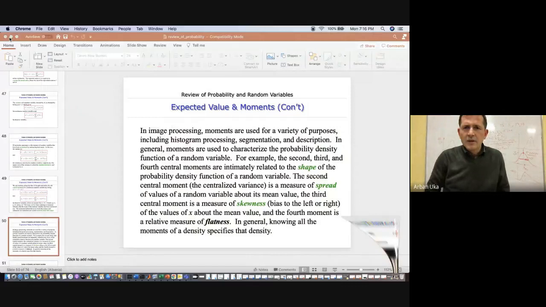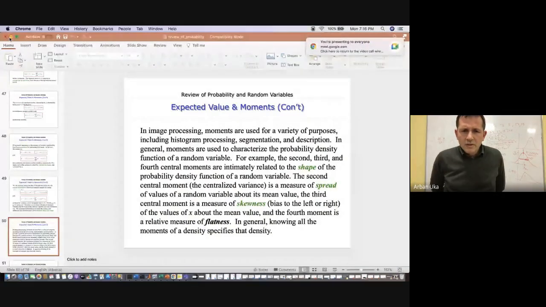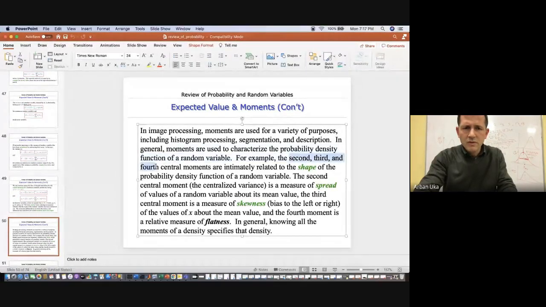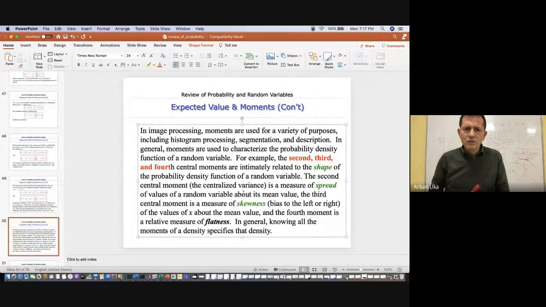Okay, so we talked about the second central moment. For example, the second, third. In general, moments are used to characterize the probability density of a random variable. For example, the second, third, and fourth central moments. I think we talked about these in the previous session. They are intimately related to the shape of the probability density function of a random variable.